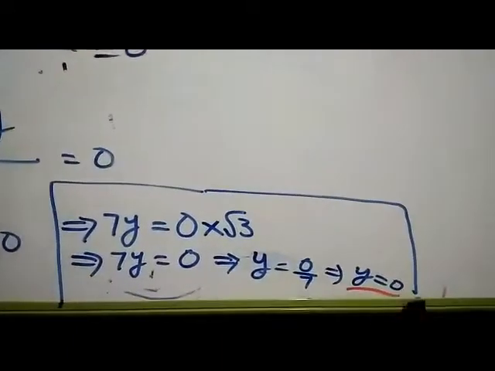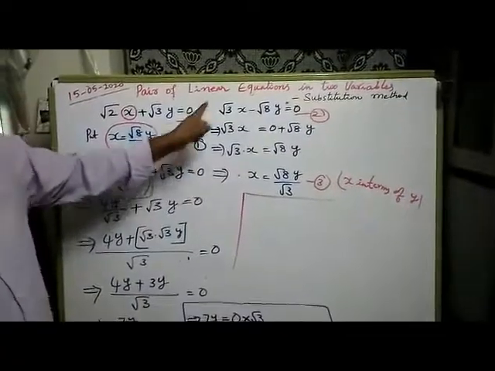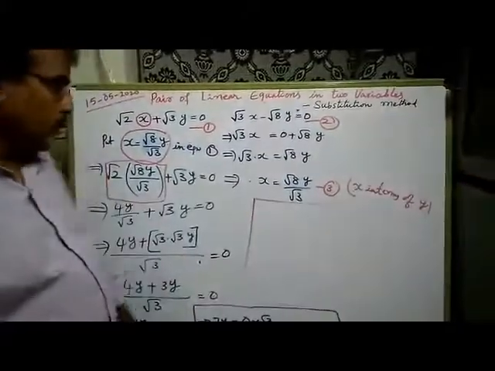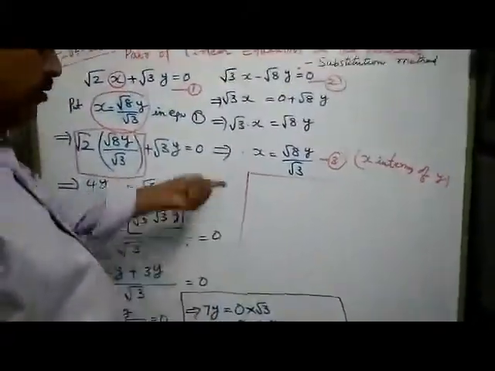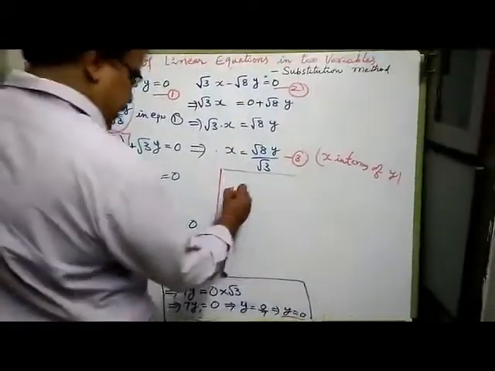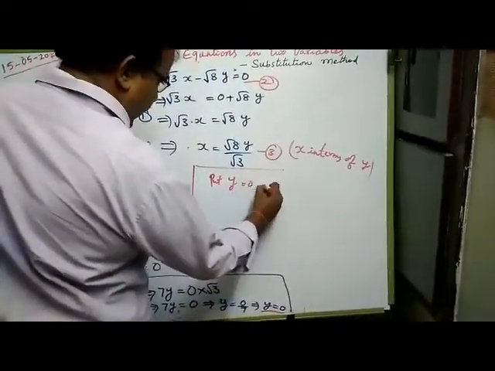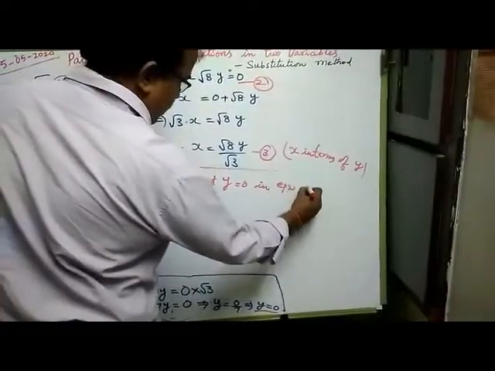Just now I got y is equal to 0. Now I have to find the x value. So here we substitute y is equal to 0 in either 1 or 2 or 3. It is comfortable to substitute in equation number 3. Put y is equal to 0 in equation 3.